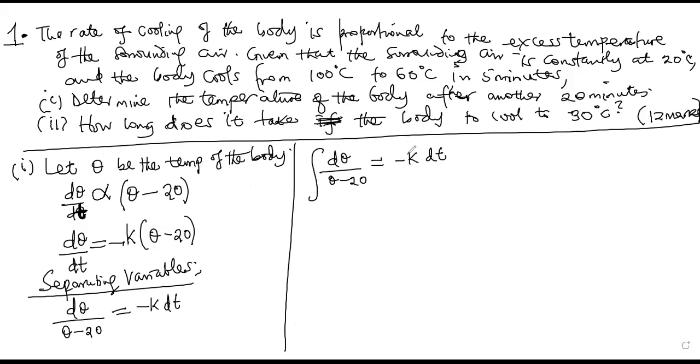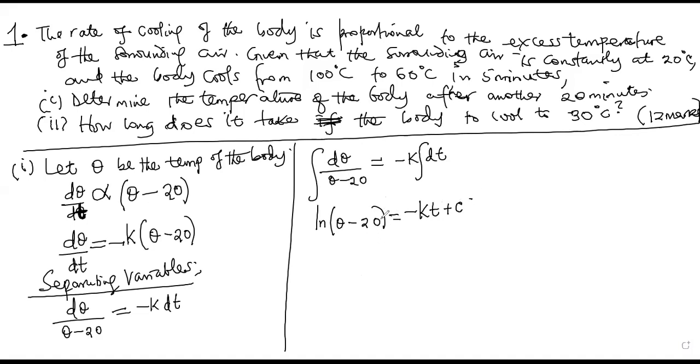Integrate both sides. I can say negative k, then I integrate dt. Now, when you integrate this, theta minus 20, of course, this is the derivative of the numerator. It's like 1 over theta minus 20 d theta. When you differentiate theta minus 20 with respect to theta, you get 1. So this is ln of theta minus 20 is equal to negative kt plus the constant of integration.